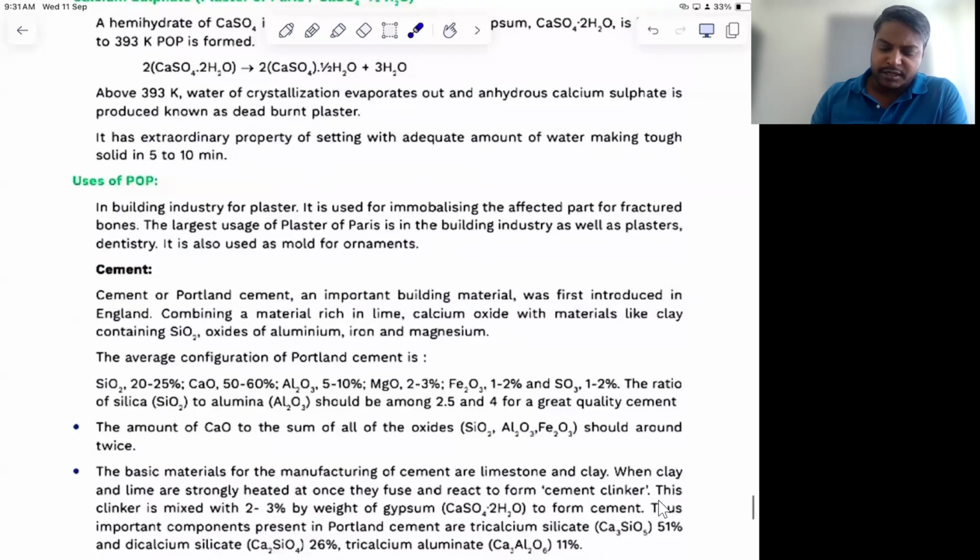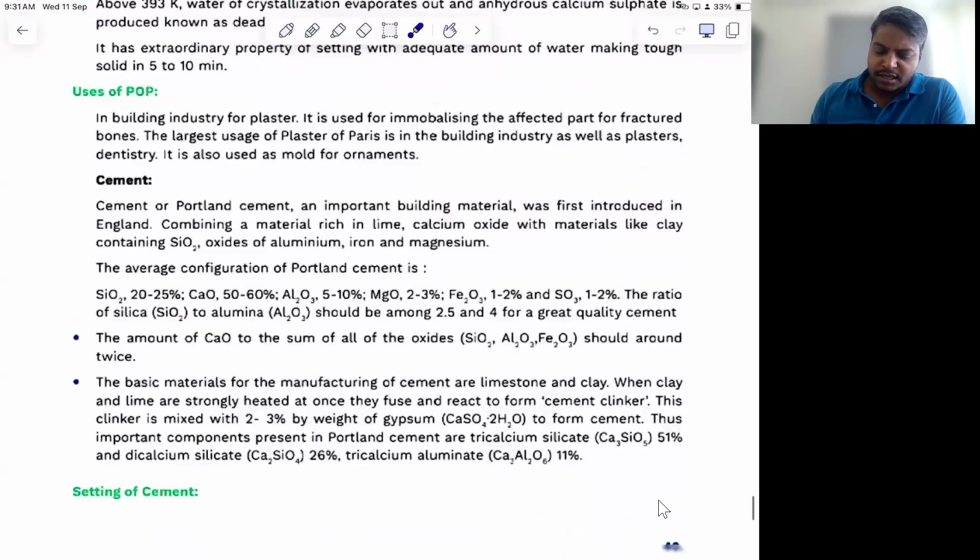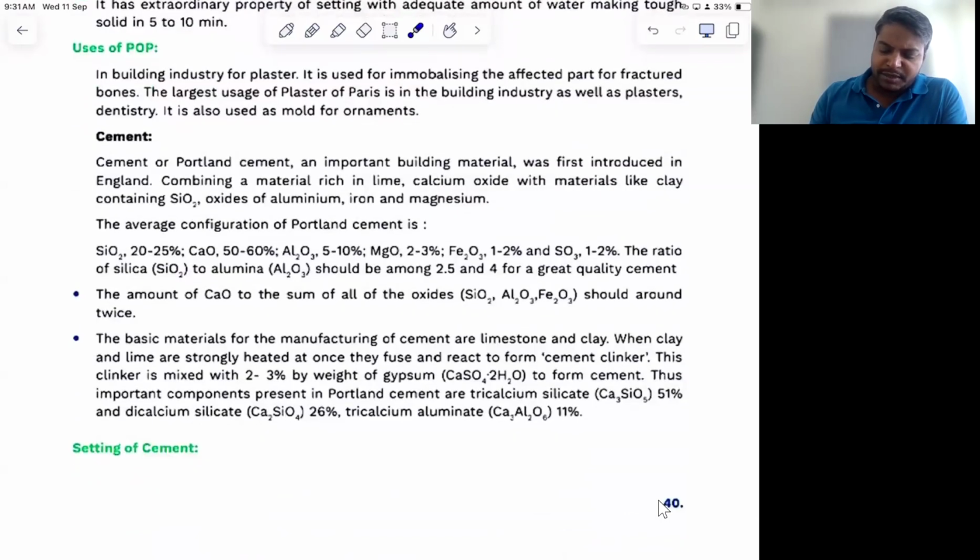Another thing you need to understand as far as POP is concerned, oh no, we have already discussed that. What is dead burnt plaster? Check out cement. Portland cement was first introduced in England. It has all these compositions. The average composition of Portland cement you have to mug up. Earlier also a question was asked while we were discussing this topic, so please learn that.